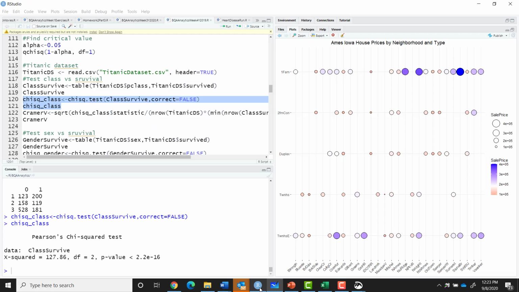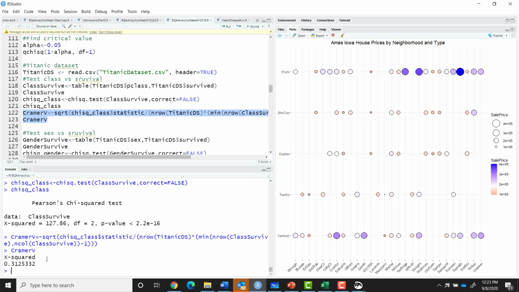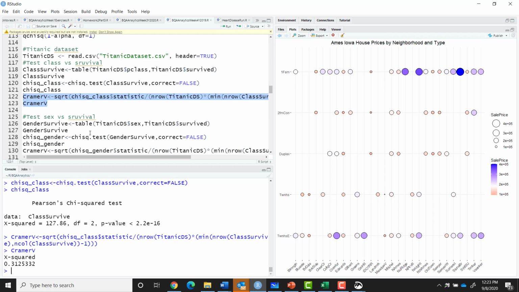Now let's go back to our R. So my Kramer V is 0.32, which is actually, you usually say 0.1 small, 0.3 medium, 0.5 large. That's quite a decent effect size.